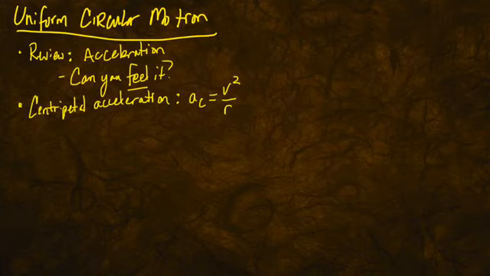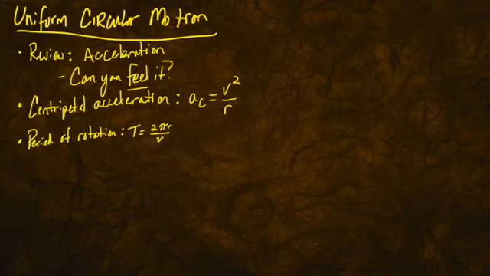Okay. Then we're going to talk about our centripetal acceleration, where a_c equals v squared over r, and we're going to talk about the period of rotation of a circle. Okay, so that's what we're covering today.